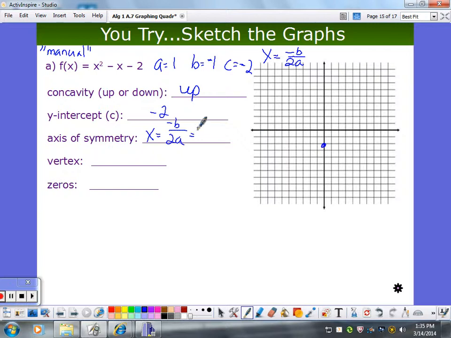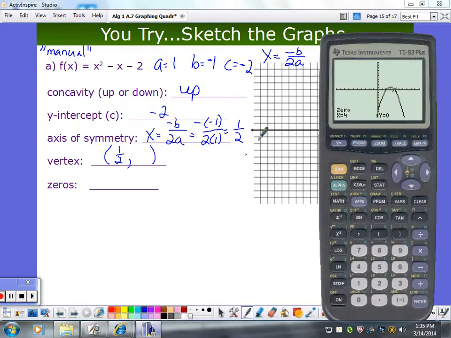All right, so -b, so -1 over 2 times 1, that's 1/2, right? So my vertex is now 1/2, comma, you know, you can plug all these in and work with it. It's not so bad. Oh, you'll love this calculator. Let's practice how I would use the calculator to plug in these points now.